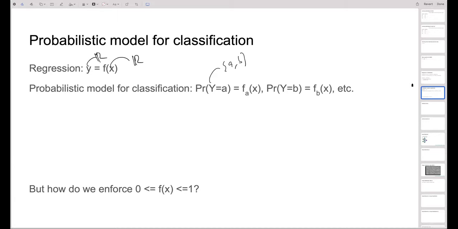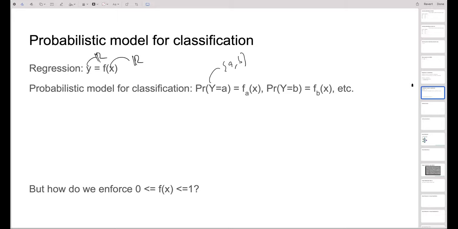In that case, y is either A or B, and we made this y into a random variable so that we can do probabilistic modeling instead of purely in functional space. And now what you want to compute is the probability that y equals a, and we want to model that with a function that we want to estimate. So it's a bit different.